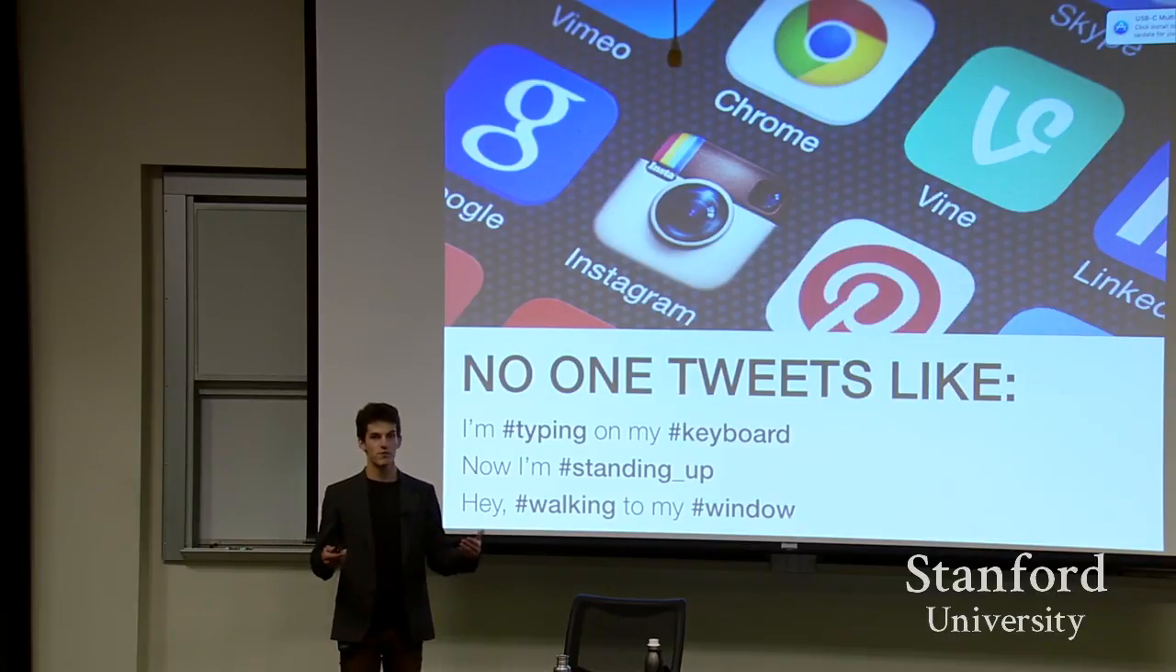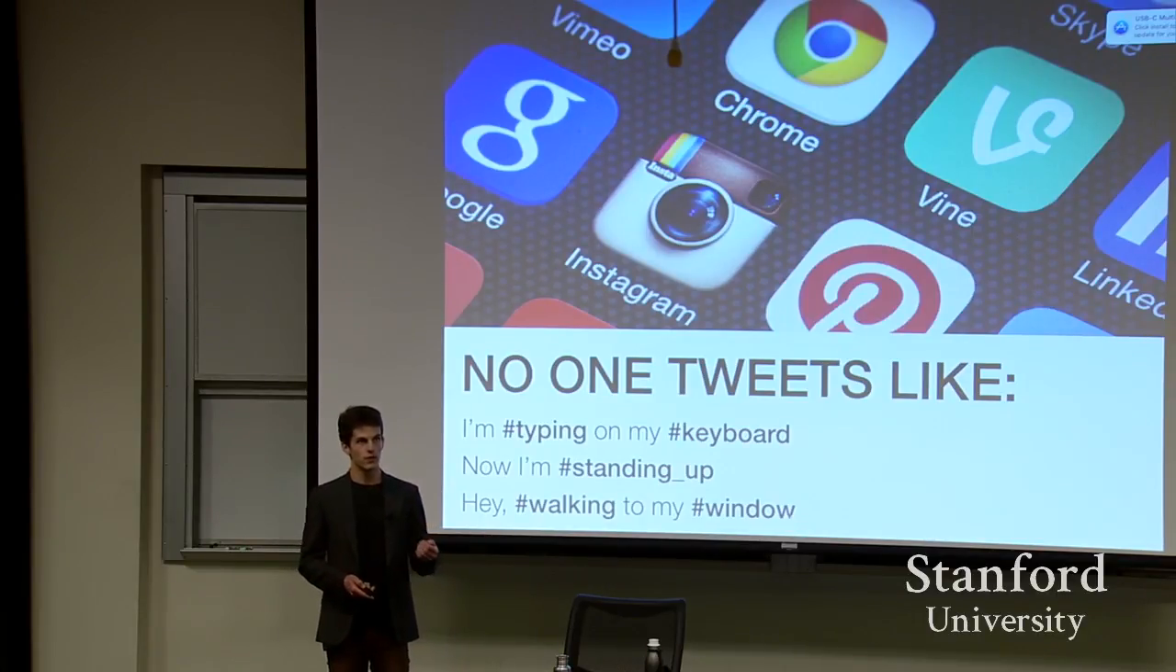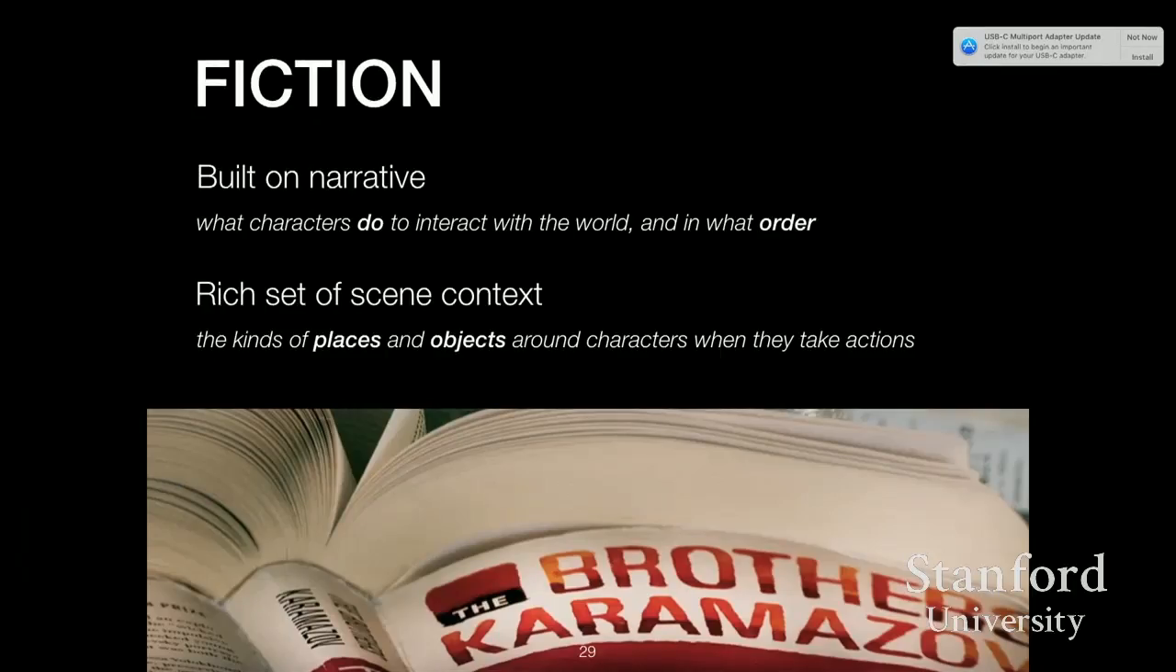So really the fundamental idea in this work is, what if we use fiction to model this idea of human behavior? What if we use fiction to capture these many relationships between human activities and the context that surrounds them? So fiction has these two great advantages. First, it's built on narrative. So characters do things to interact in the world, and there's a particular ordering or association of these things that they do.